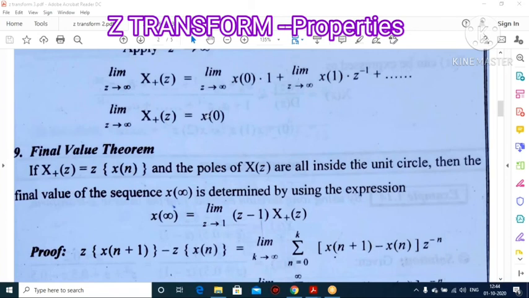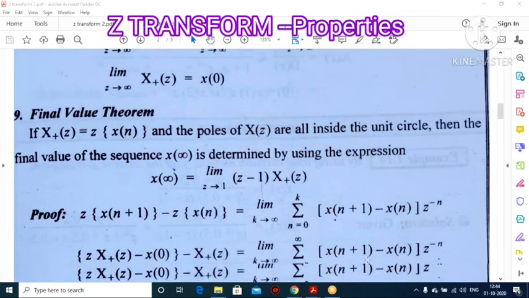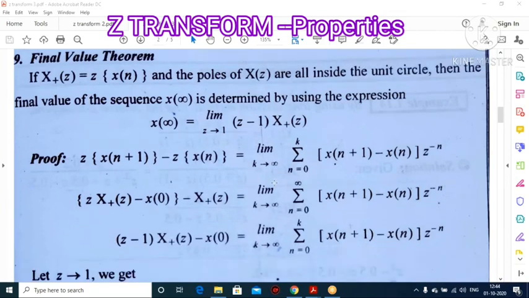For the final value theorem, x of infinity appears, and the limit is z tends to 1, so it starts from 1. The pole here is z minus 1, into X plus of z. In the final value theorem, all the poles of X of z must lie inside the unit circle. Now we are going to prove this.